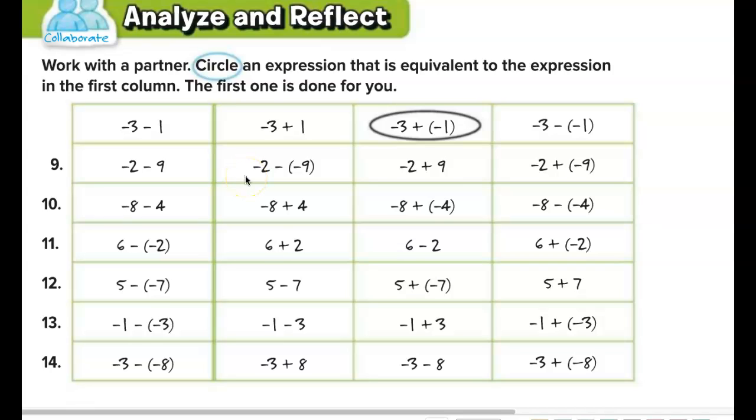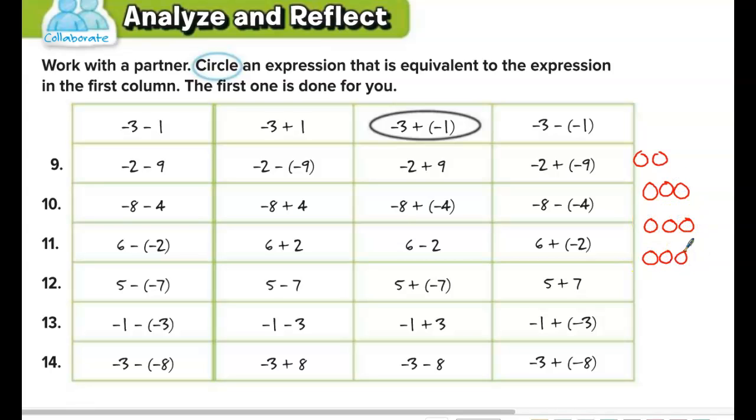First one. So here, if I were to draw these out with integer chips, if I start off with 2 negatives, I need to take away 9 positives. Do I have 9 positives to take away? No. So I have to add 0 pairs. How many? 9.